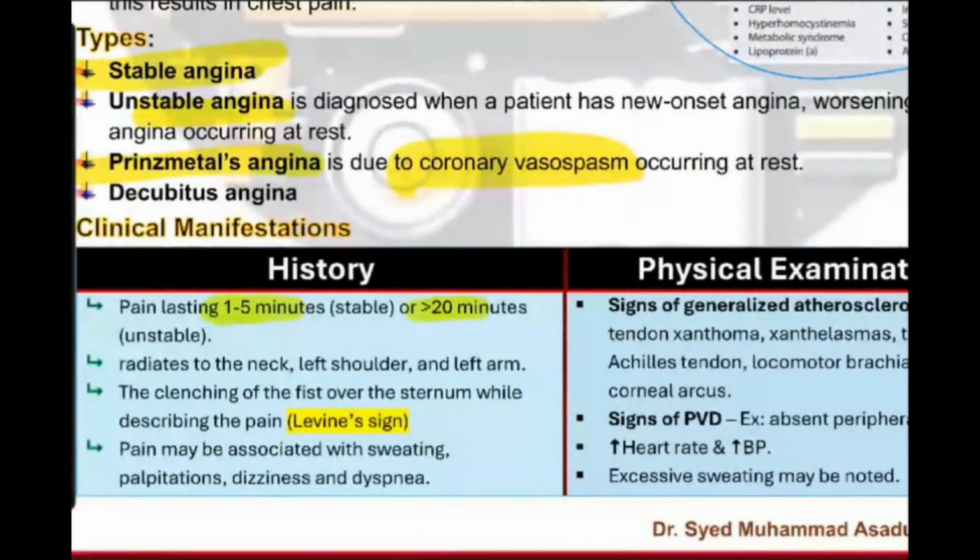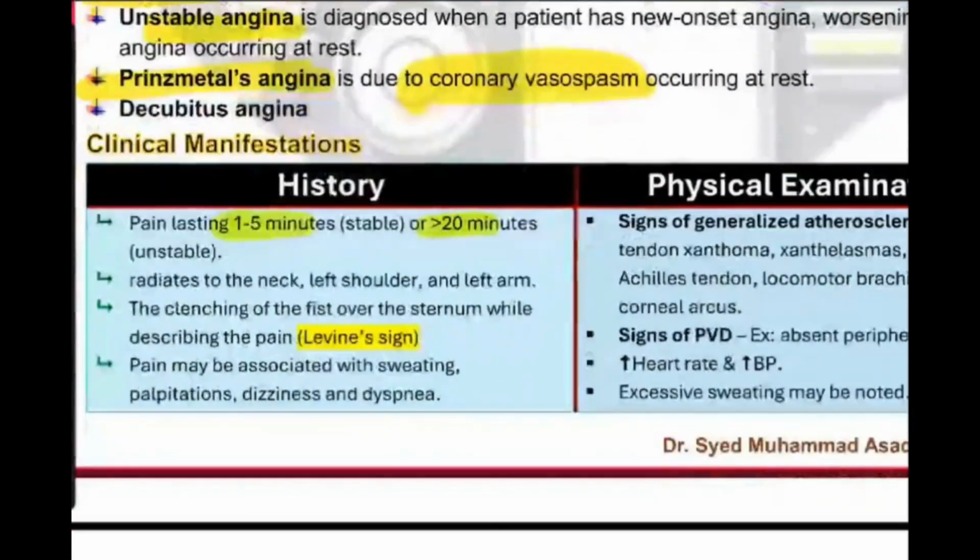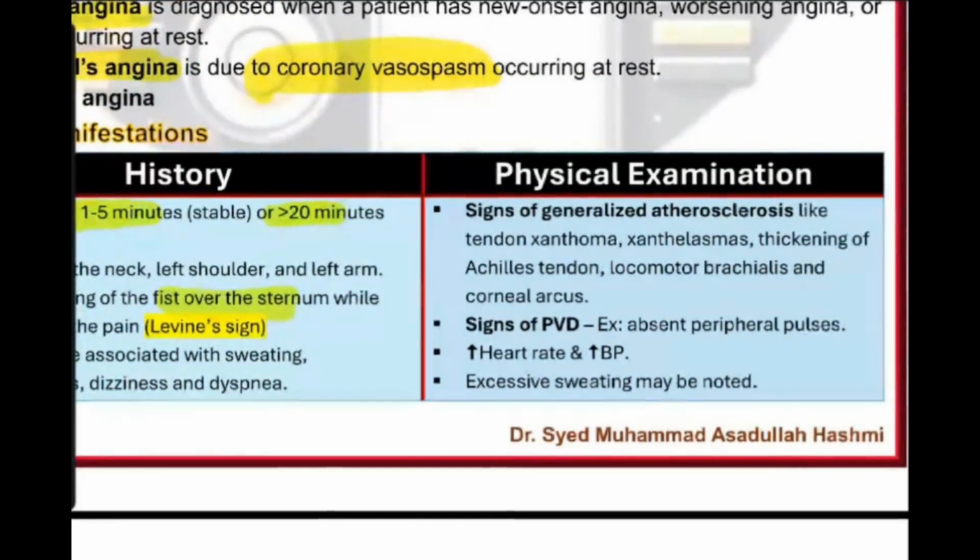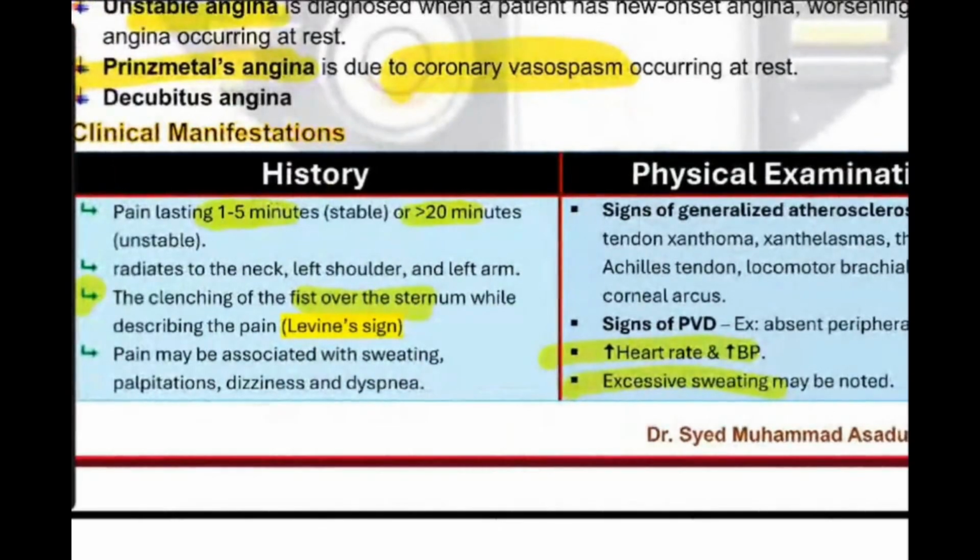Decubitus angina: angina occurring when the patient lies down. Okay. So what is the typical sign here? Fist over the sternum due to pain. That is Levine sign. Okay. All these signs of PVD, increased heart rate, excessive sweating may also be there. But remember, due to increased chest pain, the patient will keep the fist over the sternum. Try to bang the sternum and reduce the chest pain. Okay.